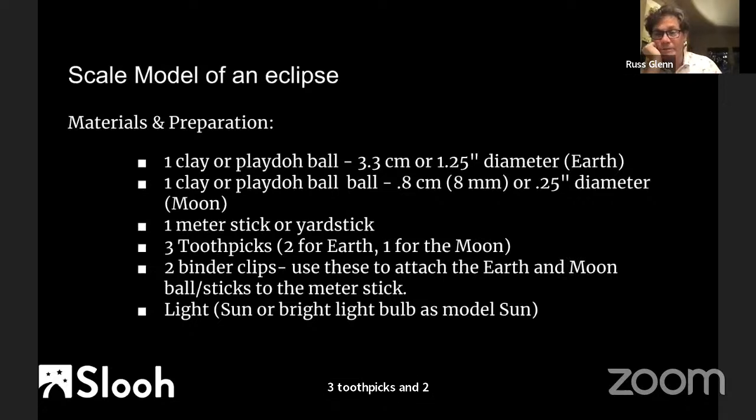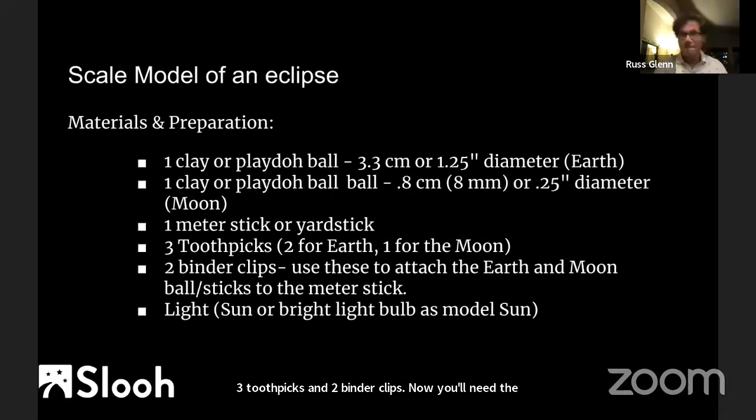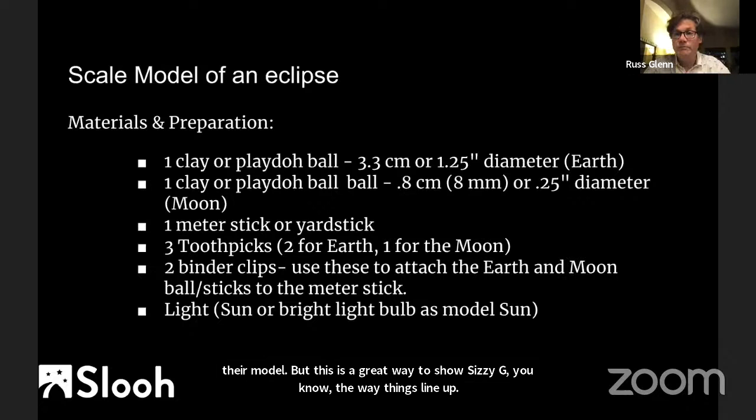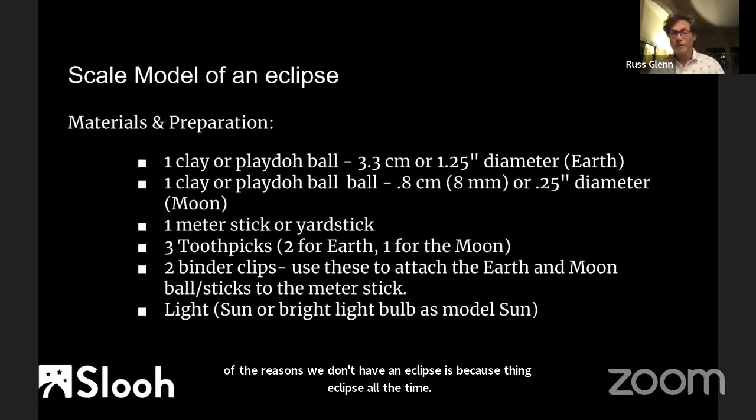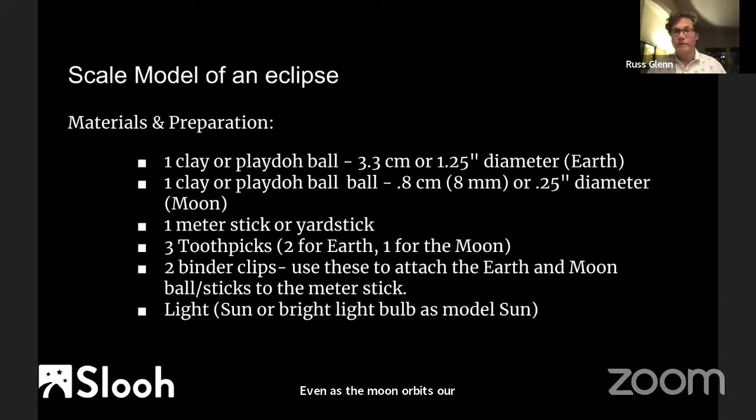Now you'll need the bigger binder clips, the ones that will attach to a meter stick. And then you can use a bright bulb to represent the sun, or take them outside and let them use the sun as their actual sun, as their model. But this is a great way to show syzygy, the way things line up, and also to show the way things don't line up. It's one of the reasons we don't have an eclipse all the time. Even as the moon orbits our planet, it's at about a 5-degree angle, so it doesn't always eclipse the sun for us. So let me go ahead and go to the next slide.